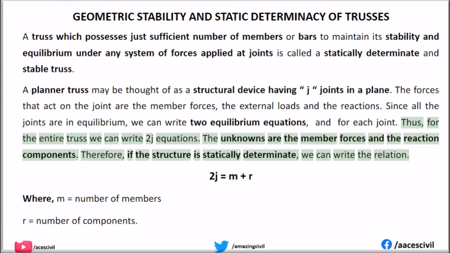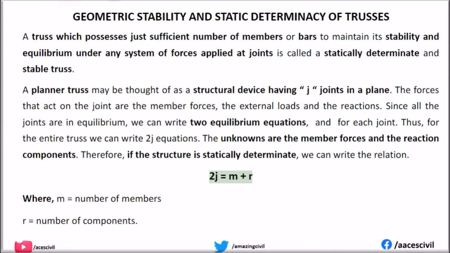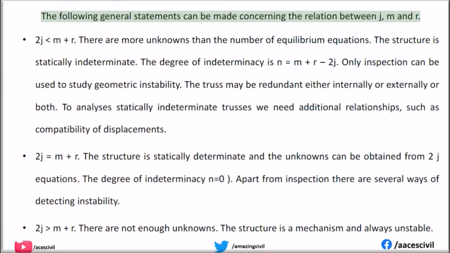The unknowns are the member forces and the reaction components. Therefore, if the structure is statically determinate, we can write the relation 2J equals M plus R, where M equals number of members, R equals number of reaction components. The following general statements can be made concerning the relation between J, M, and R.